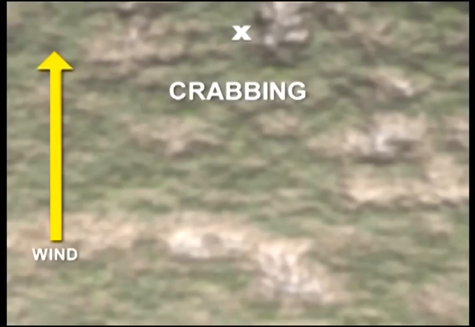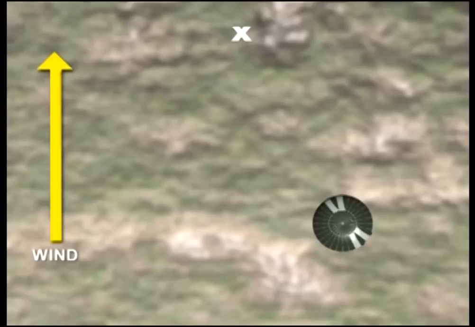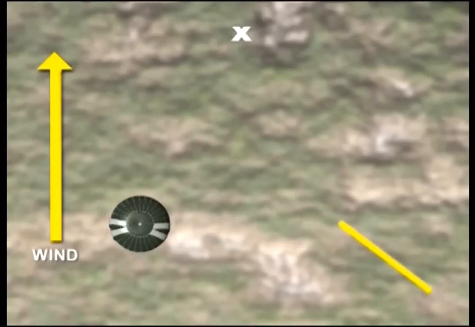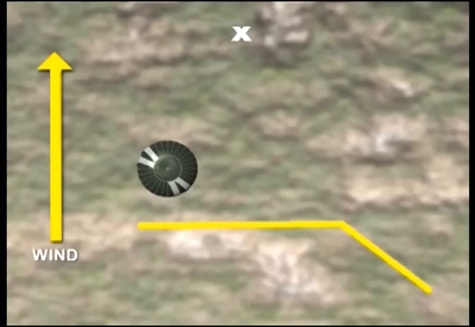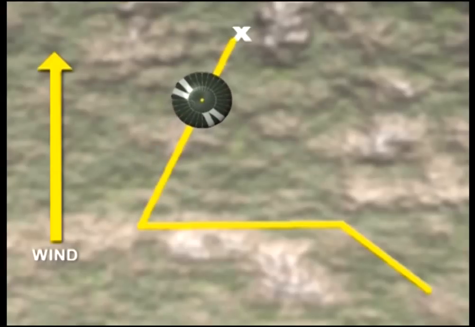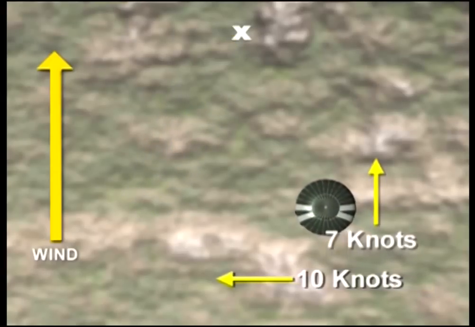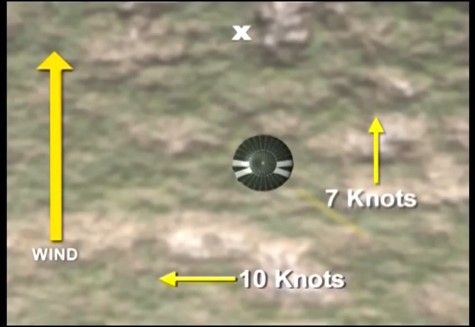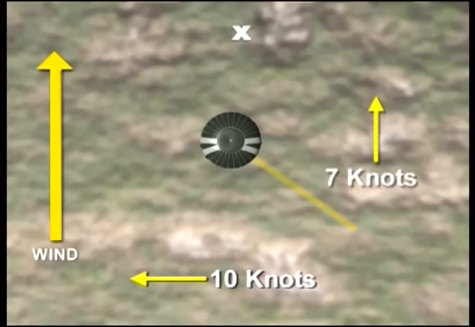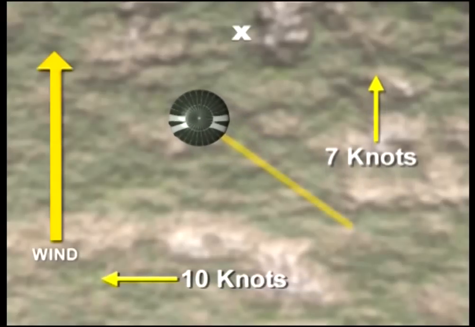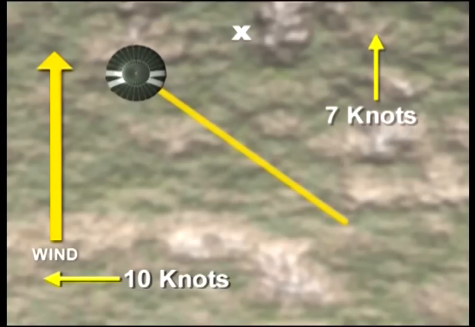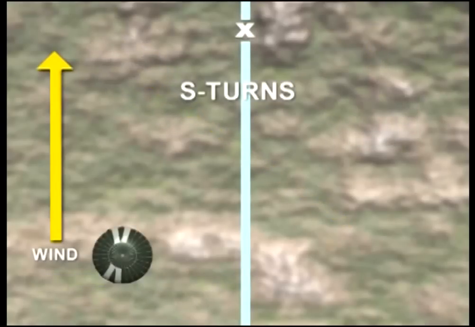Crabbing is the term used to describe facing the canopy across the wind. You can crab directly across the wind, somewhat upwind, or somewhat downwind. When you're crabbing, ground speed and ground track depend on the angle the parachute is faced in relation to the wind. For example, if you crab directly crosswind in a 7-knot wind, you'll drift downwind at 7 knots while your canopy is moving directly crosswind at 10 knots. Ground speed and ground track will be the result of both the canopy's forward speed and the wind drift.